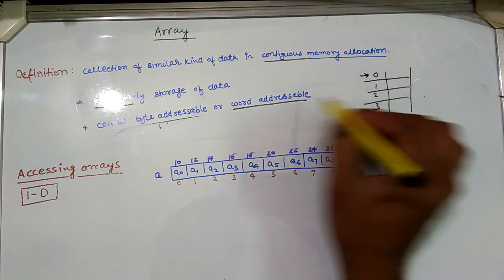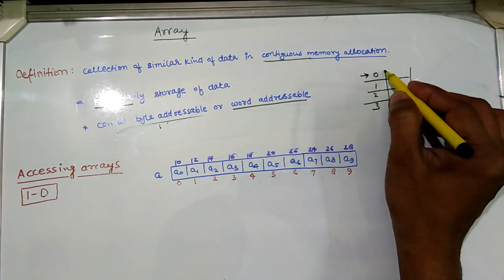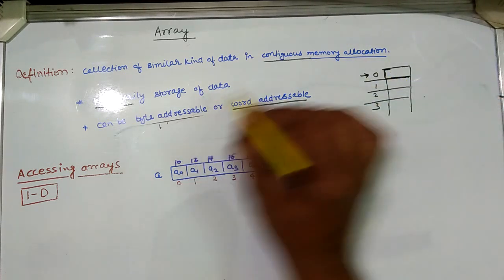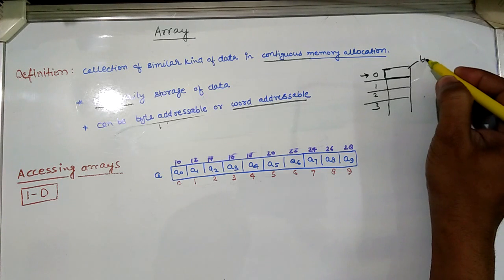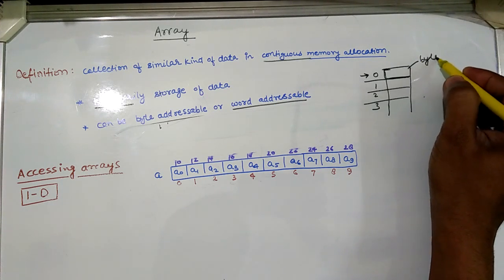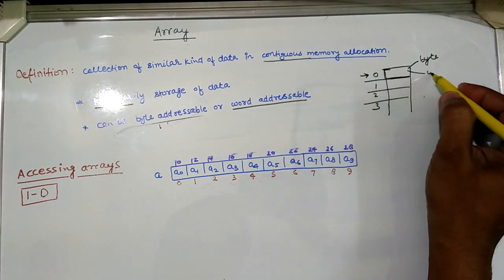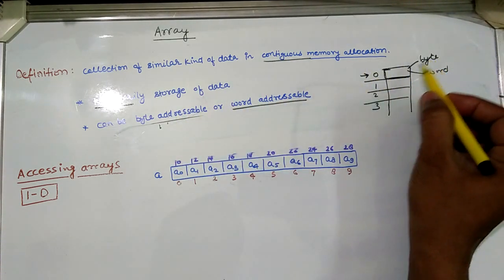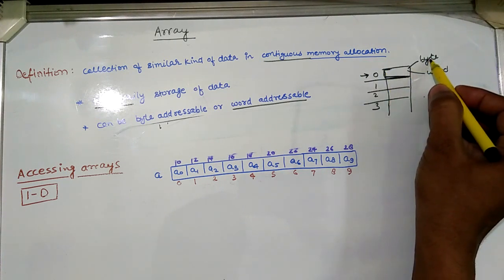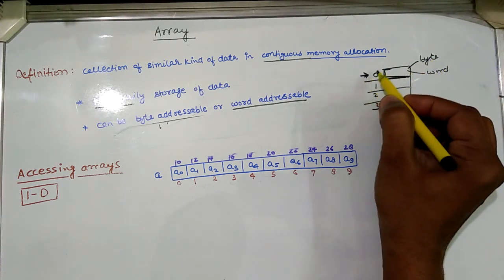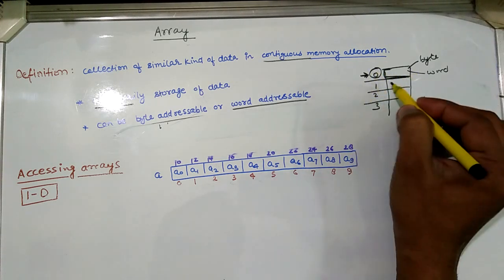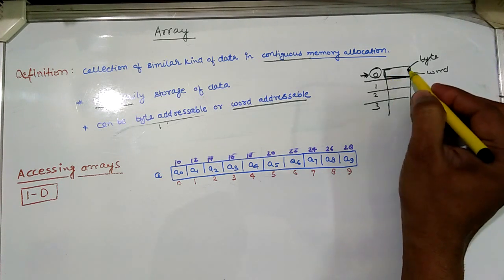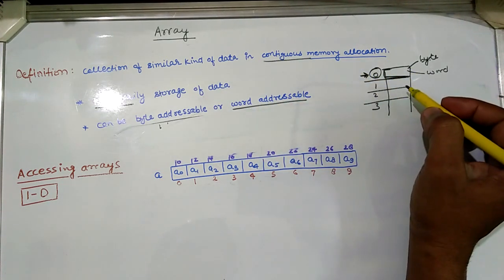Similarly, if the same array is word addressable, it means each block here represents a word. So in the previous one, this block represents a byte, and in the second one, this block represents a word. If array is byte addressable, each block which represents a byte has a unique address. Similarly, if array is word addressable, each word which is represented by this block has a unique address.